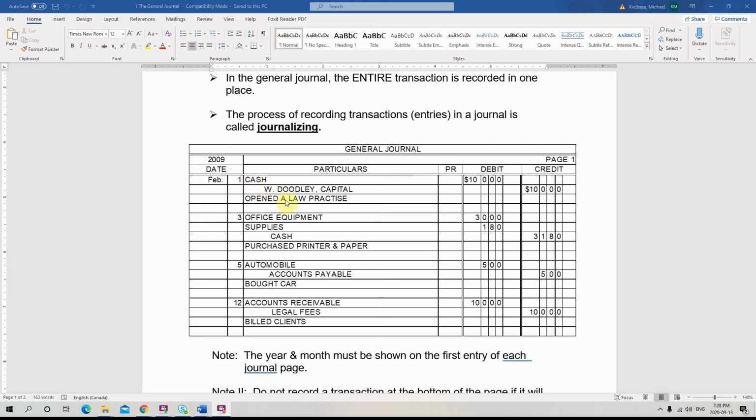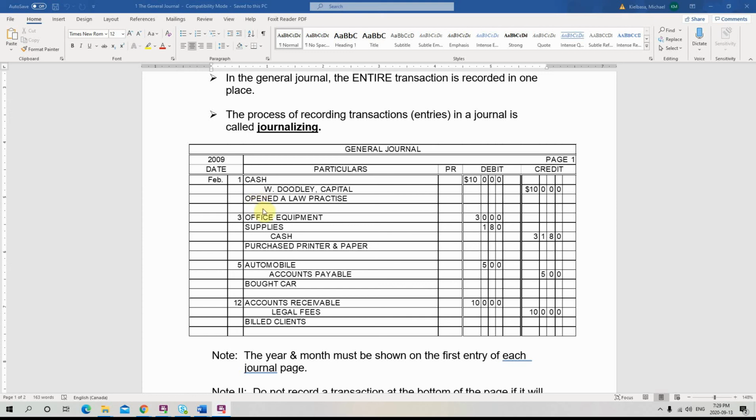Okay, so here's the first transaction: W. Doodley opened up a law practice. So you always record your debit first, and your debit's against the left margin. So cash is debited for $10,000, and your credit is indented. It's pushed over. So your credit is W. Doodley, Capital, credited for $10,000, and then you write a short explanation of the transaction, a couple words long, not very detailed at all, right?